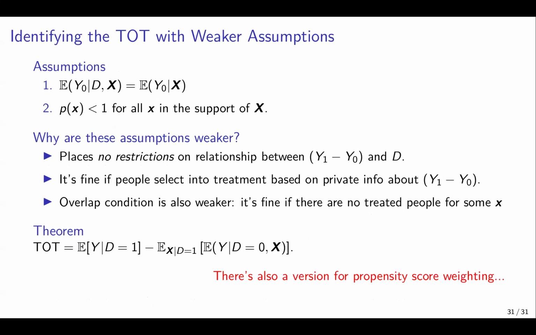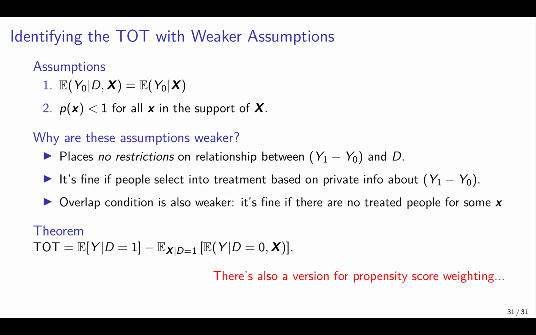So, fortunately, there's actually a way to do this selection on observables stuff with the TOT. And we can do it using a weaker assumption. So here I'm going to describe how to do this for regression adjustment. There's also a version for propensity score weighting. So here are the assumptions. The assumptions are weaker. So now, instead of the selection on observables assumption, which said that conditional on X, there's no relationship between the potential outcomes and D, here we're only using that for Y0. So we have no assumption about how Y1 is dependent on anything.